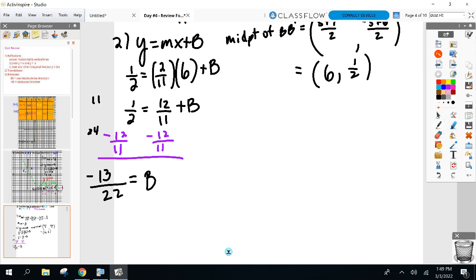All right, so what's our line of reflection? Y equals, let's put it all together now. I know it doesn't look the greatest, but it's correct. Y equals 2/11 x minus 13/22. Woo, woo, woo. Dirty.